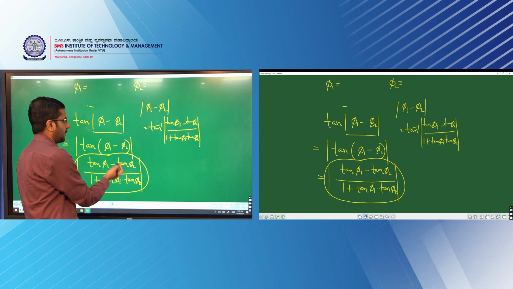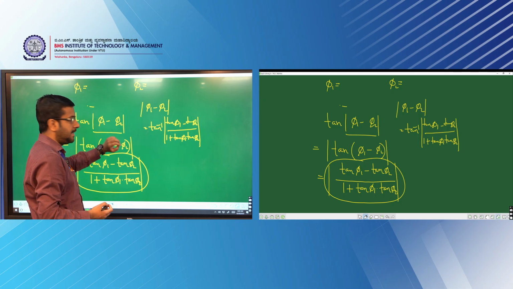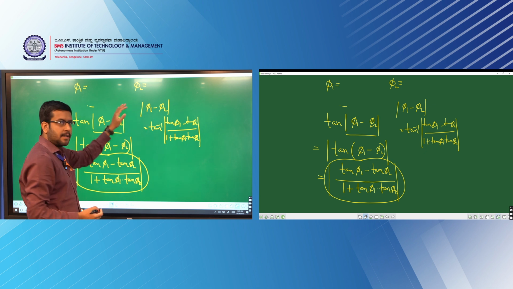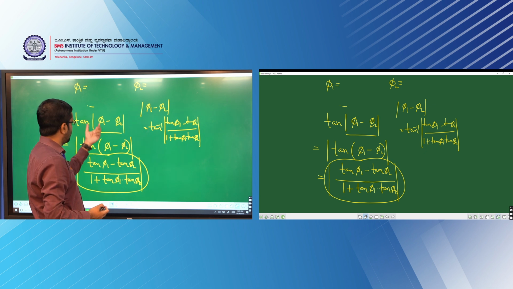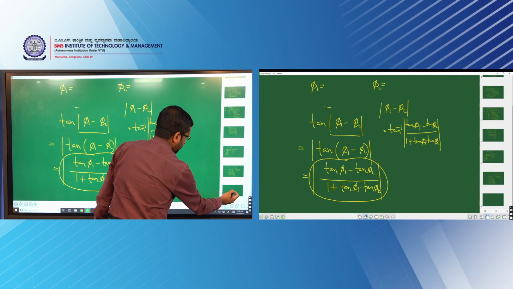With the help of this formula, first we will find phi 1 and phi 2. If we are getting the angle explicitly, then no problem, mod of phi 1 minus phi 2 we can do directly. If we are not getting the angle explicitly, then we have to apply the tan formula. So here I am showing this with one example.